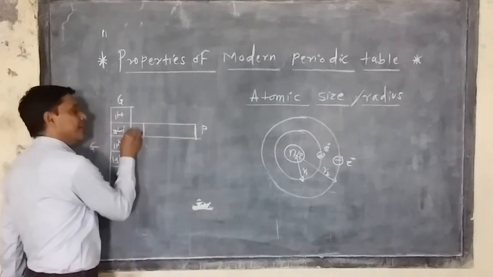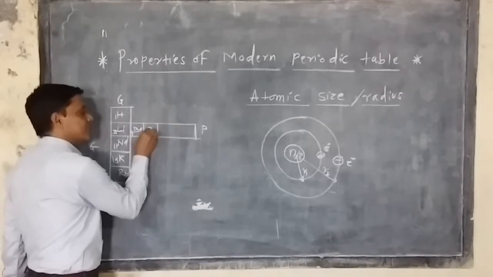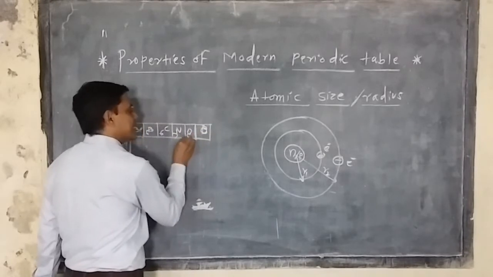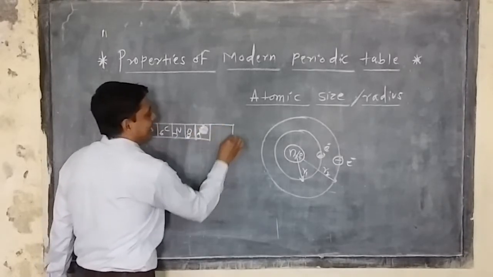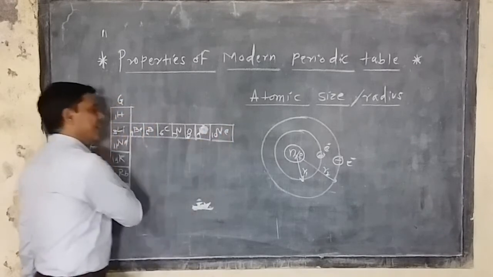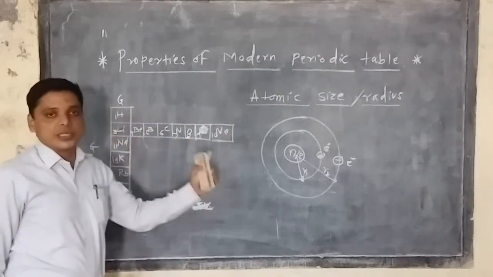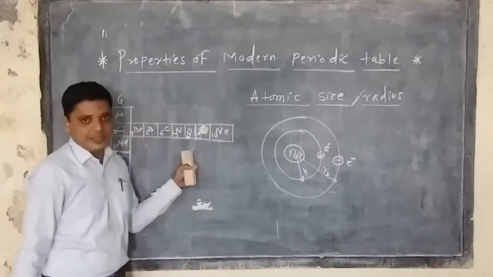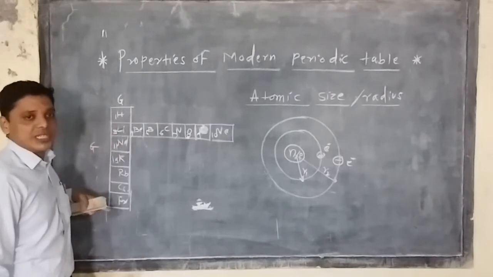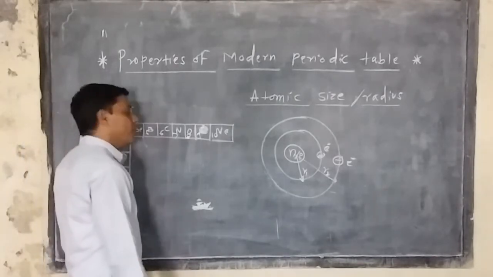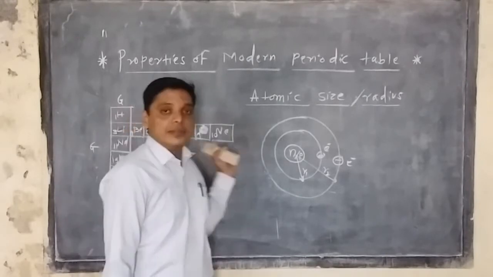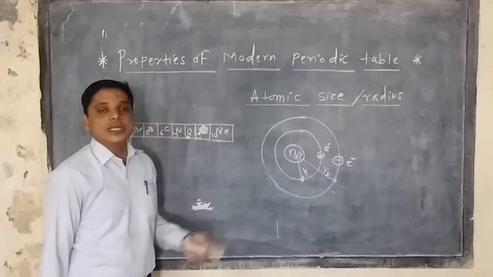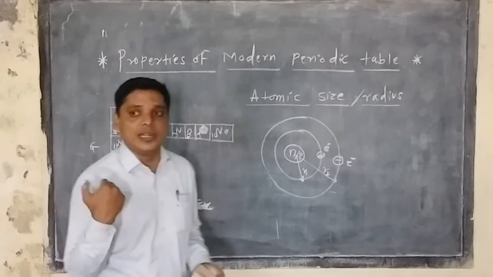suppose this is lithium, then beryllium is 4, boron is 5, carbon is 6, nitrogen is 7, oxygen is 8, fluorine is 9, and neon is 10. What happens here? Left to right along this period, the number of electrons increases by only 1, and the number of shells does not change. So as the atomic number increases by 1 each time, the atomic size somewhat decreases from left to right.